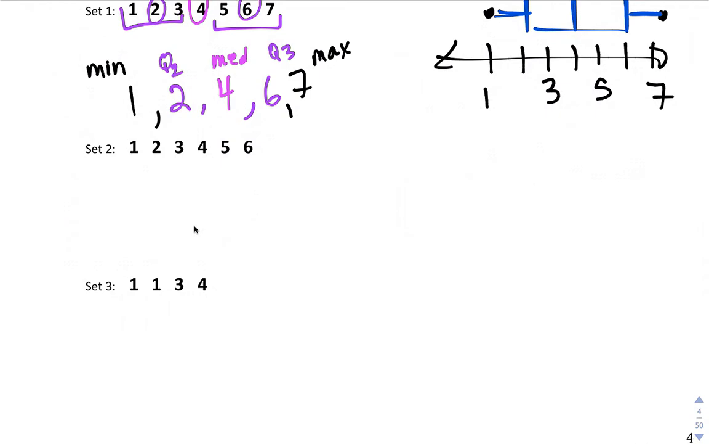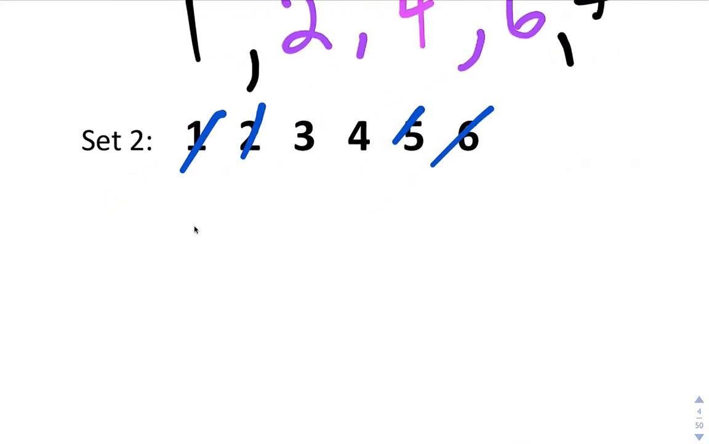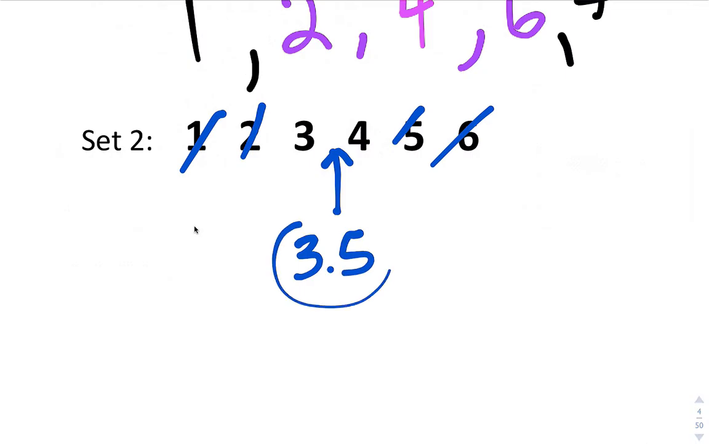Okay, what if we only have 6 numbers here? So we know min and max. Let's find the median. So if we cross off until we get to the middle, what is the middle of 3 and 4? Well, we know it's 3.5, but if you didn't know that, you could find the average. 3 plus 4 is 7, 7 divided by 2. So find the average of the two numbers, and that's 3.5. Now in this case, the median is not in your data set.